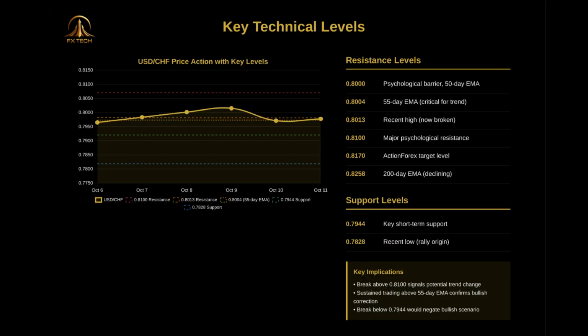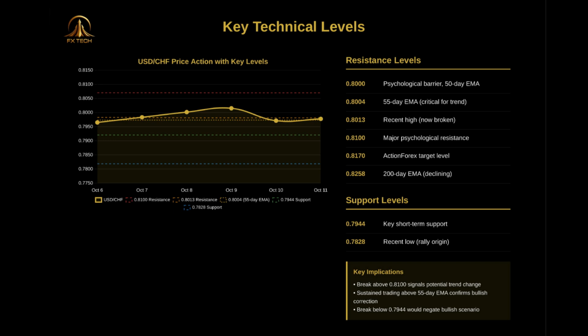Understanding the critical technical levels is essential for trading USD/CHF effectively. On the resistance side, we have 0.8000 as a strong psychological barrier reinforced by the 50-day EMA. The 0.8004 level represents the 55-day EMA, critical for confirming a trend change. We've recently broken through 0.8013, which was the recent high. The next major psychological resistance sits at 0.8100, which Daily Forex identifies as a potential breakout trigger.